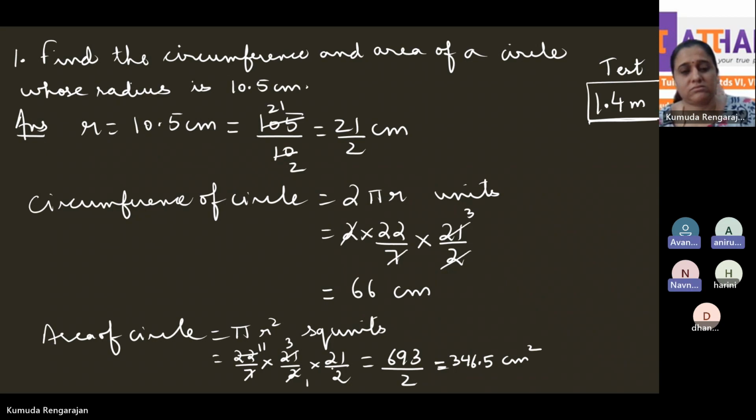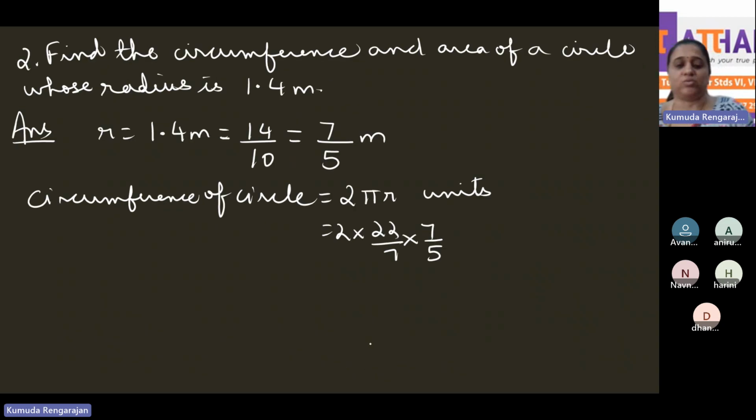Ma'am, because the square you put is 2, r, ma'am. Because it is r square, that means you should multiply r into r. You know that? Yes, ma'am. No, pi r square. Pi r square means pi is 22 by 7 into r square, meaning r into r, 21 by 2 into 21 by 2.